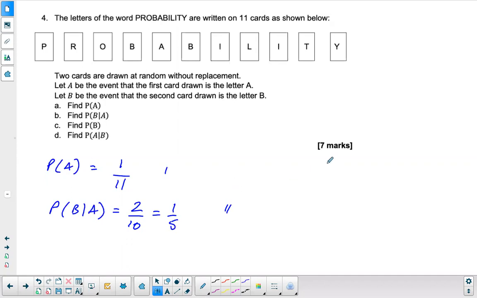Third part, probability of B happening first, is 2 out of 11 because there are 2 B's out of the 11 cards, and the probability that A happens given that B happens is then going to be 1 in 10 because there's still only 1 A and there's now only 10 cards left. So 2 marks for that, and 2 marks for that. I'm not quite sure how they justify 2 marks for that, but take them.